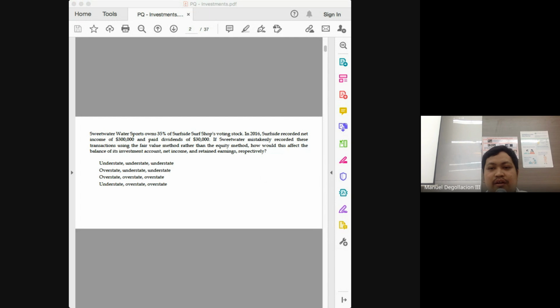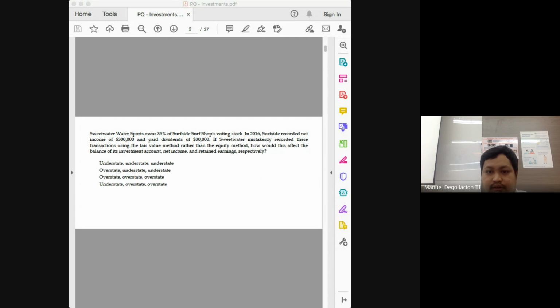Okay. So again, going back, the second question is different from the first question because in this problem we are now using the fair value model. Okay. What's the difference then? Investment account, net income, and retained earnings. So under the fair value model, we will ignore the net income of the investee.